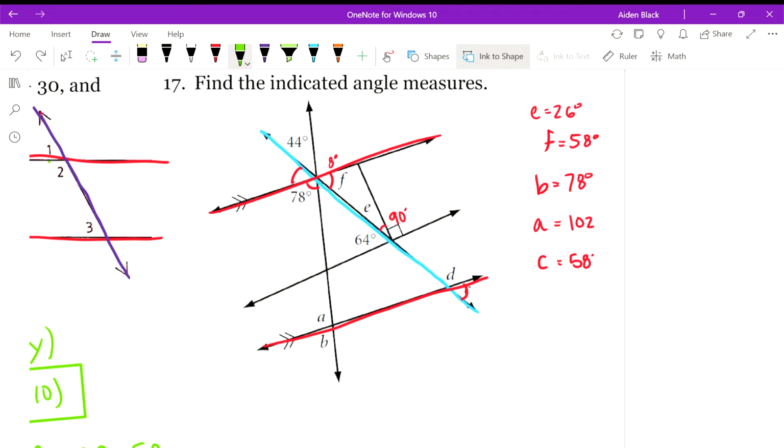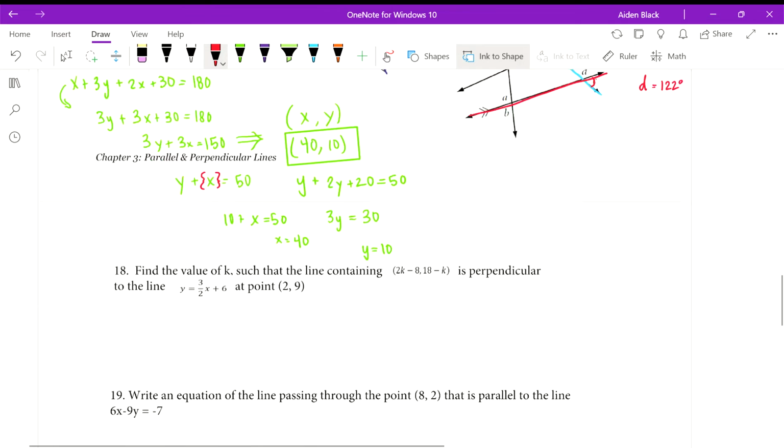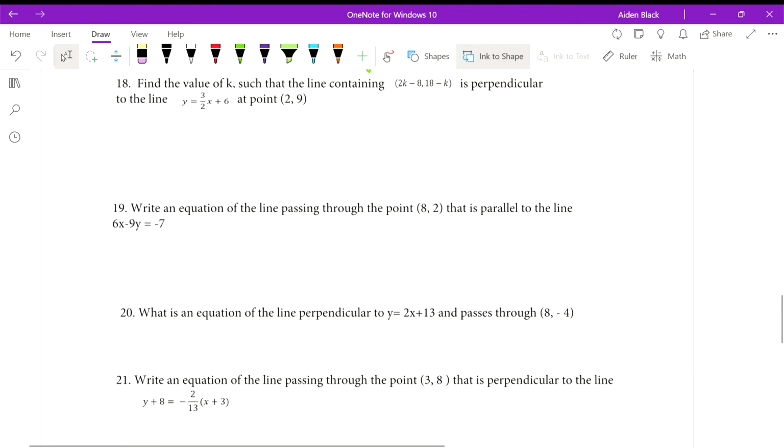Okay, and then angle D must be supplementary to that. So supplementary to 58 degrees is, where are we at? D. Supplementary to 58 degrees is 122. And it looks like we have all the angles. Let's look at some of these real quick.